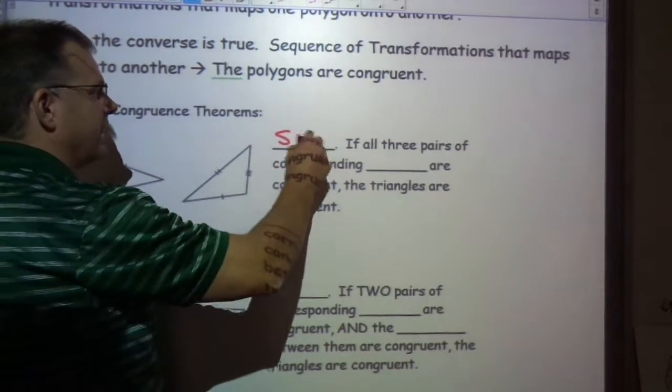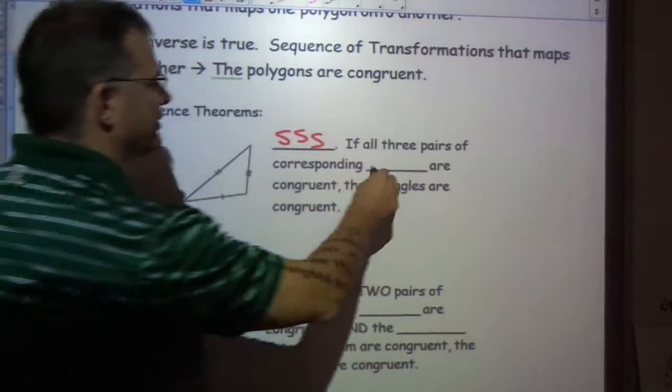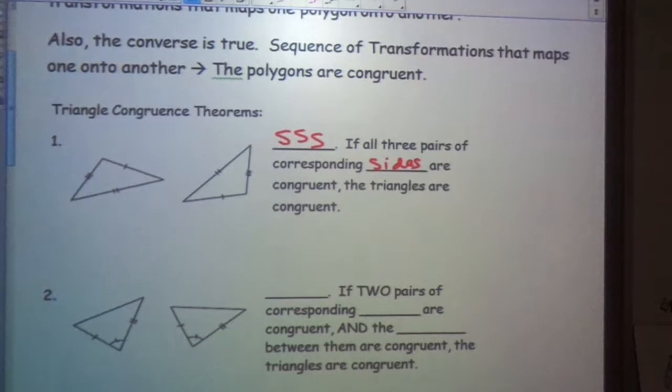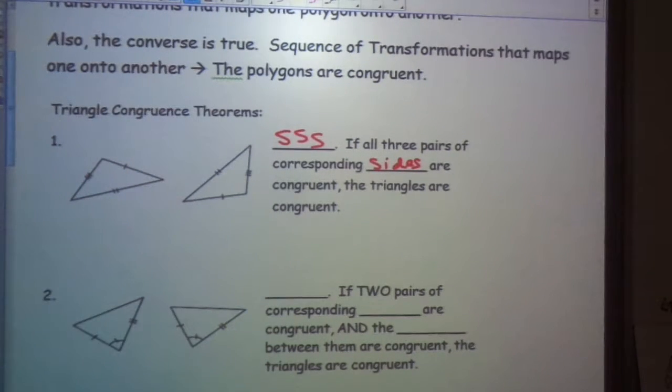And this is called the side-side-side congruence theorem. If all 3 pairs of corresponding sides are congruent, then the triangles have to be congruent. So we don't always need the angles. If we have all 3 sides, that's enough.